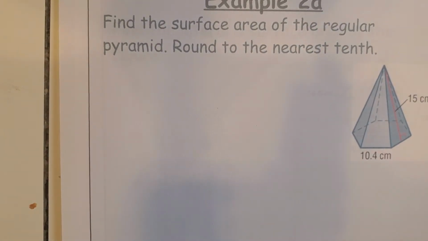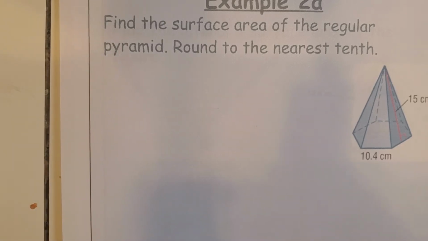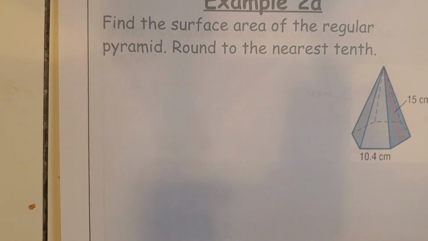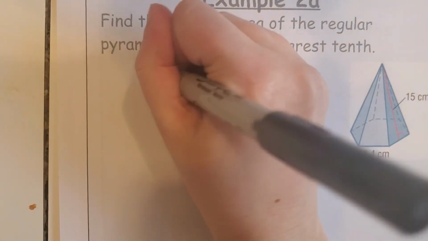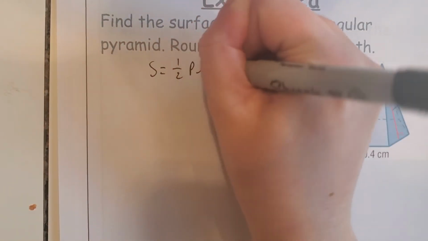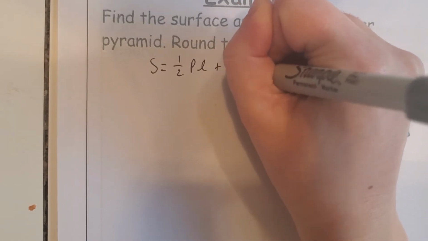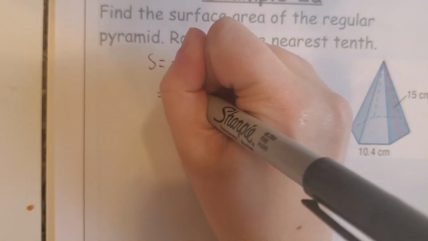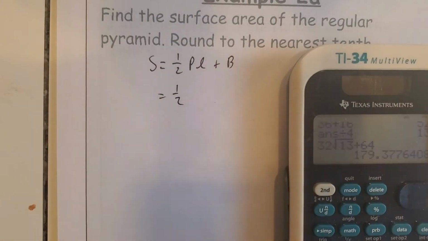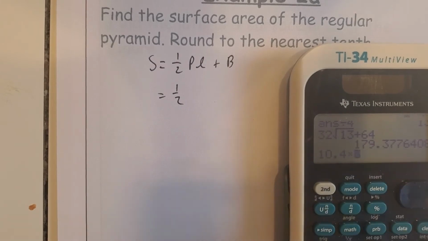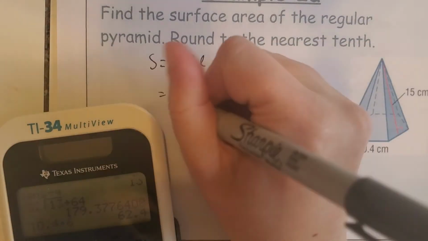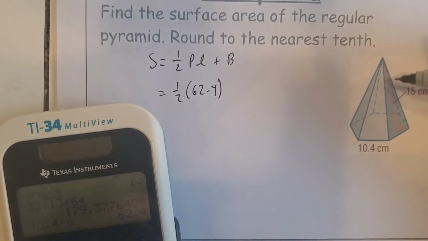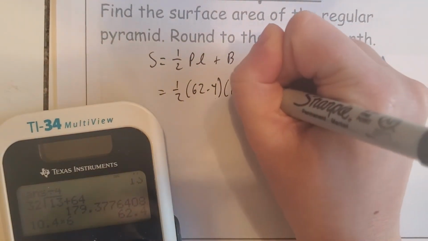All right, so let's see here. Slightly more complicated because now we've got a hexagonal pyramid this time. But it still probably won't be so bad. Surface area is still the exact same: 1/2 perimeter times the slant height plus the area of the base. So we know it's a regular pyramid, so that's half the battle. It's a hexagon, so all the sides are the same. So 10.4 times 6, the perimeter is 62.4. 15 is your slant height.